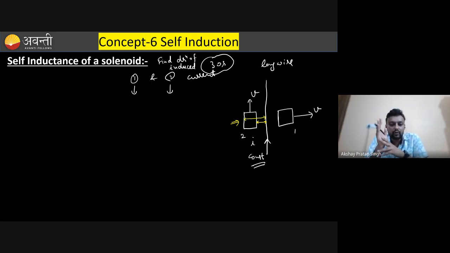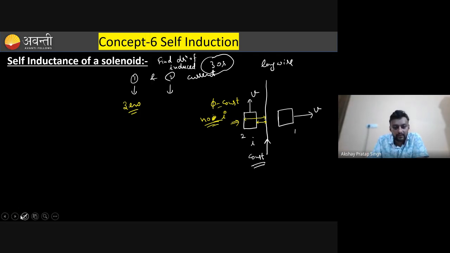I hope you remember the formula of magnetic field. So if the magnetic field remains constant, that means flux is constant and no current will be induced. This is no current. That means in loop 2 there is zero current. Zero current will be induced in this loop.